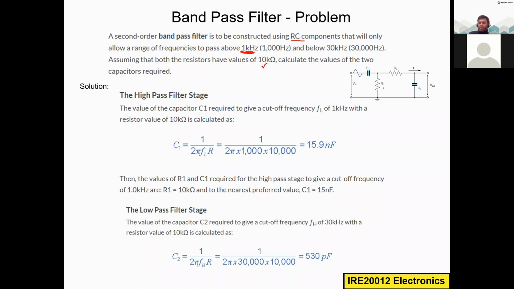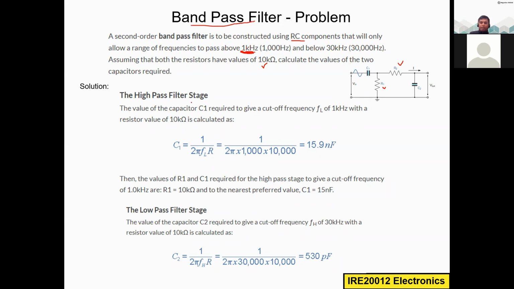So here we know the resistors R1 and R2 are 10 kilo ohms, and we also know the frequencies FL and FH. This is the lowest cutoff frequency and the highest cutoff frequency, and if you subtract them, you will get the bandwidth. Then you have to calculate the values of C1 and C2 to design this band pass filter.